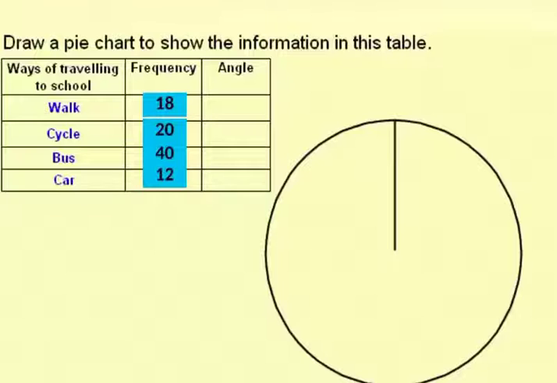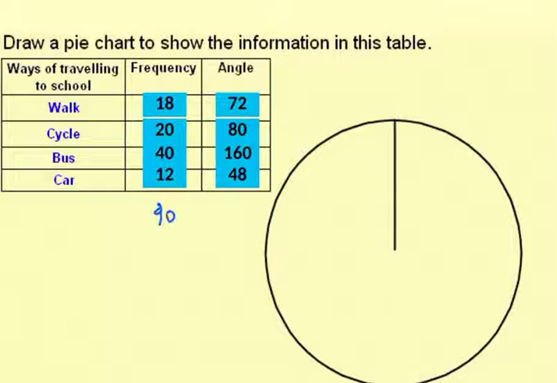Pie charts. When we get a pie chart question, we need to remember that a pie chart has 360 degrees all the way around. We need to share this 360 degrees between all the people in the table. So the first thing I'm going to do is add up these numbers.